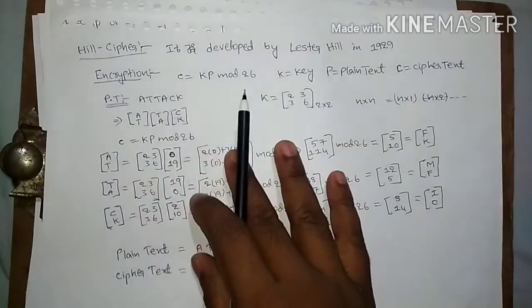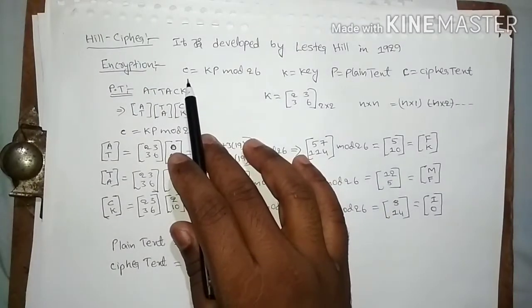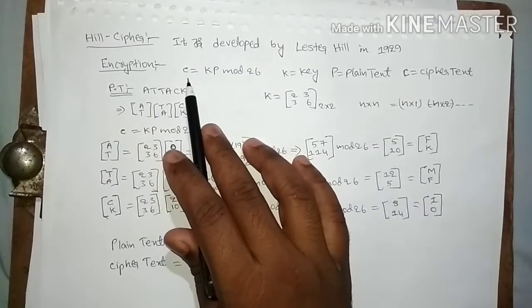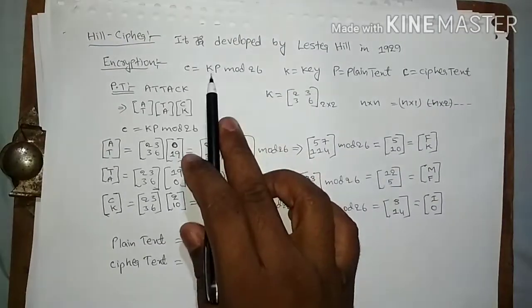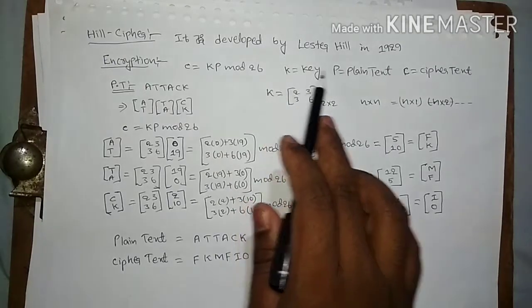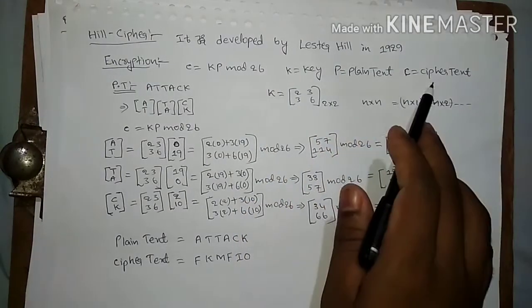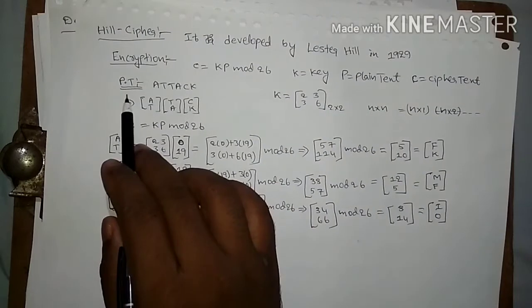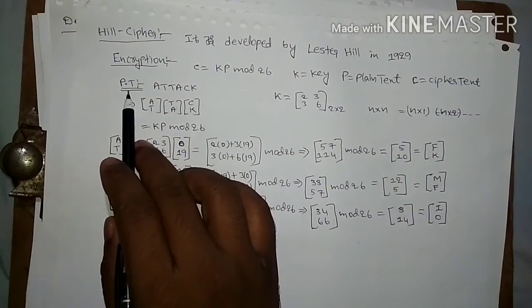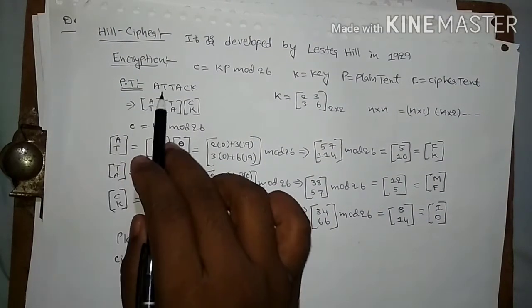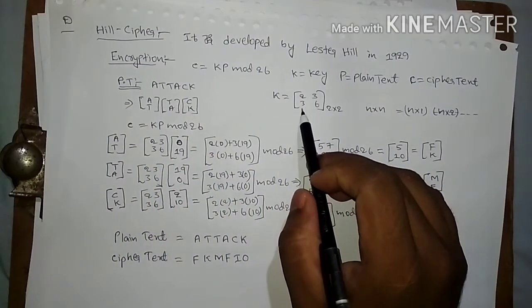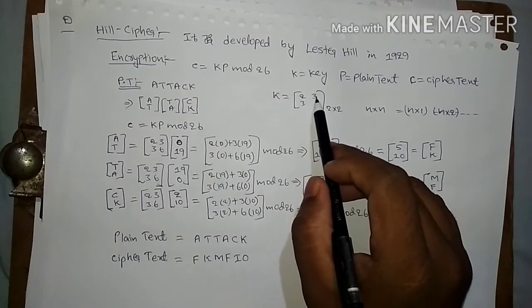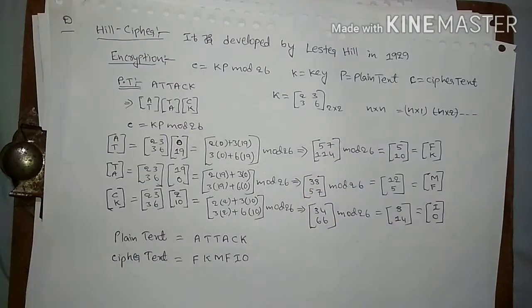First, encryption. We have to generate ciphertext from the given plain text. The formula is C equals K into P mod 26. Here K is the key matrix, P is the plain text, and C is the ciphertext. Let's take an example. The plain text is ATTACK. The key is a 2 by 2 matrix with values 2, 3, 3, 6.